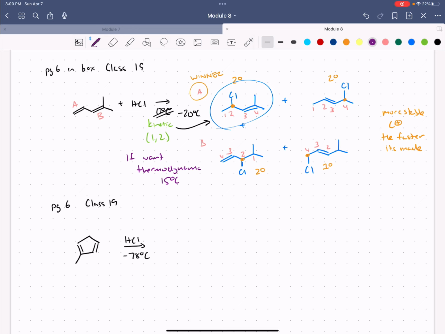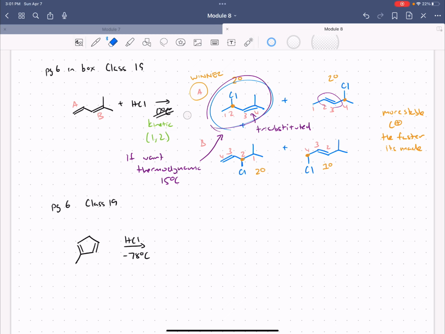Very interesting. This is also the thermodynamic product because that double bond is tri-substituted. It's coming from the more reactive double bond, A, and it's more substituted than this double bond here. So this is tri-substituted. And so in purple, I'm also going to circle this. Okay, let me change this color to green so everything matches.